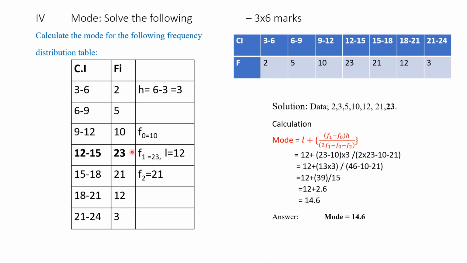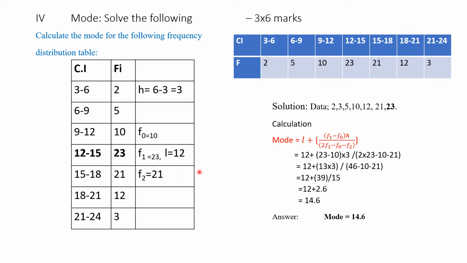You mark 23 in this column and write f1 is equal to 23, and the lower limit L is equal to 12. That is the lower limit of the class interval for f1, which is 23, and 12. The previous frequency is f0, that means the frequency just before, so you write f0 is equal to 10 here, and f2 is equal to the next higher, 21.